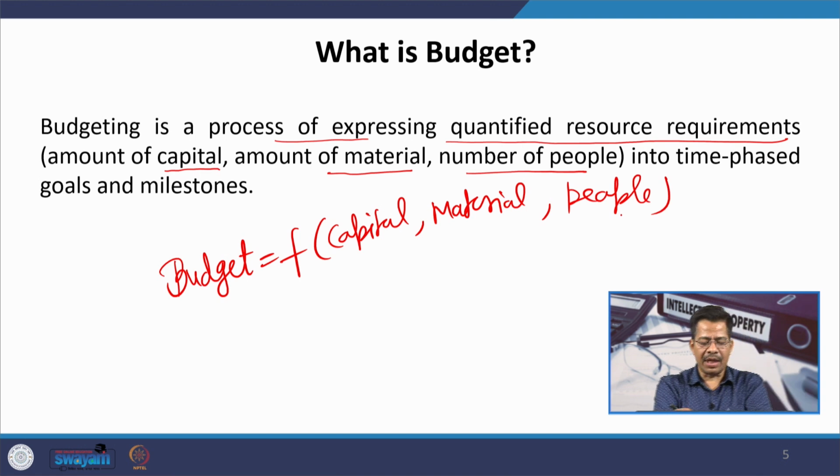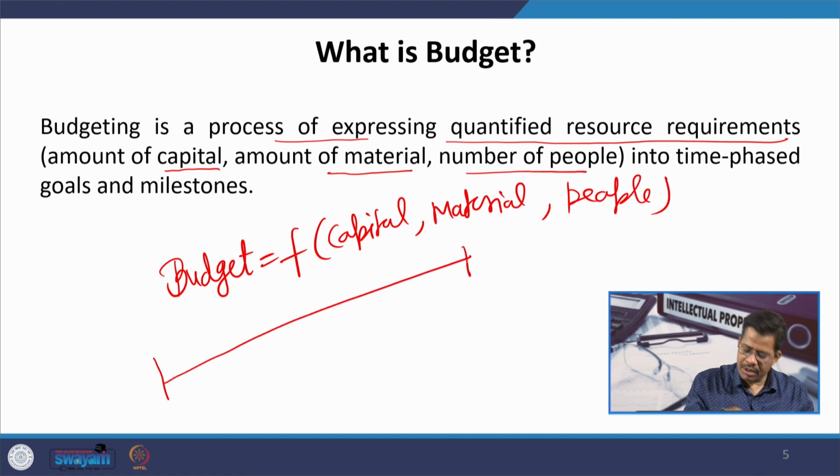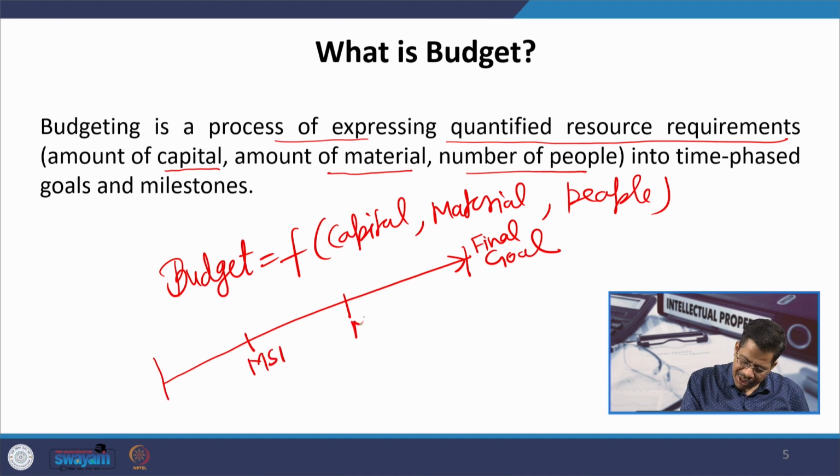All these three things are part of your budget requirement into timely phased goals and milestones. So, you have some targets to achieve. This is the final goal, but this final goal can be broken into milestone 1, milestone 2, and this is the final.